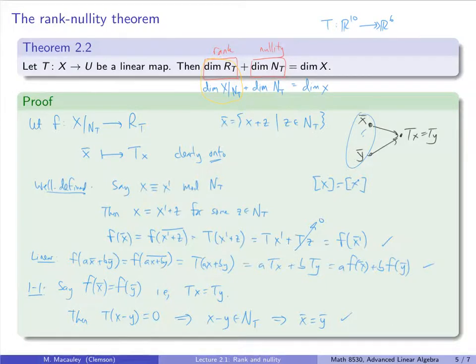We have come up with an isomorphism between these two spaces, and therefore they have the same dimension. And by this previous result, which I don't remember what number it was, but it was from a previous lecture, the rank nullity theorem follows.